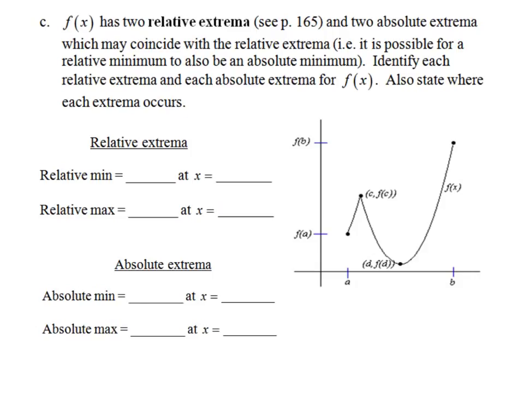It is possible, as it says, for a relative minimum to also be an absolute minimum, so you could have some overlap there. So identify both relative extrema and also both absolute extrema for f.